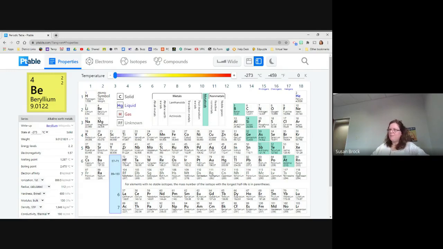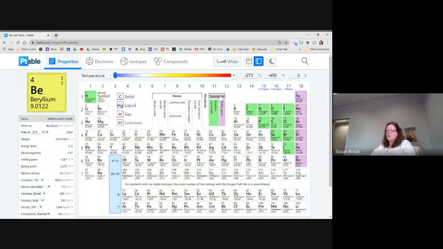And the deal about metalloids is that they have properties of metals and nonmetals. Okay, so they're the barrier between metals and nonmetals. And so they kind of go both ways. They could have some properties of metals and some properties of nonmetals. And then the nonmetals are over here. Those are all the nonmetals.